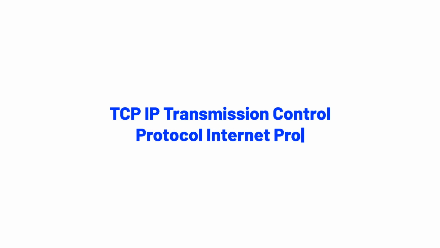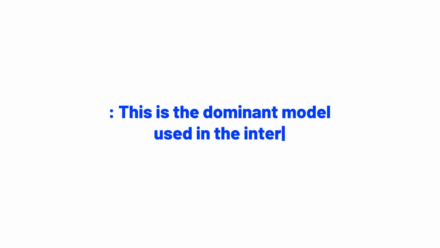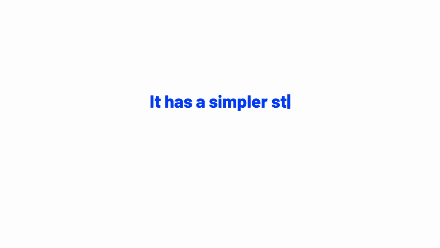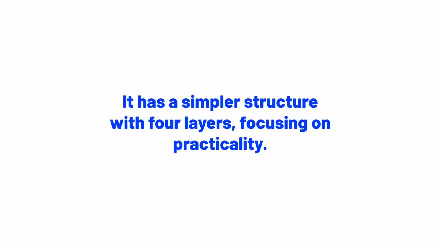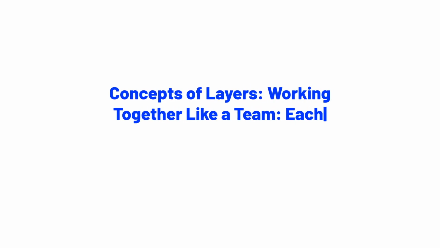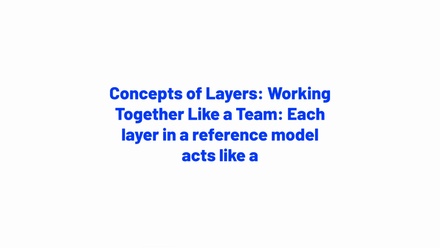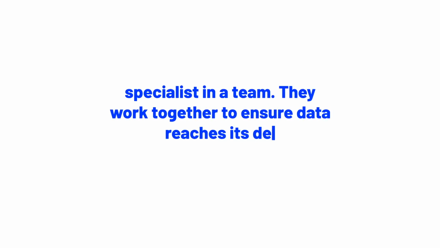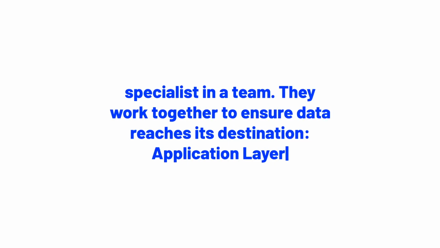TCP/IP, Transmission Control Protocol/Internet Protocol. This is the dominant model used in the Internet today. It has a simpler structure with 4 layers, focusing on practicality. Concepts of layers, working together like a team. Each layer in a reference model acts like a specialist in a team. They work together to ensure data reaches its destination.